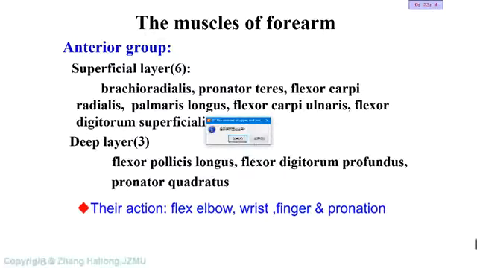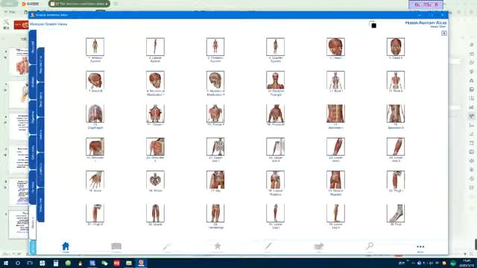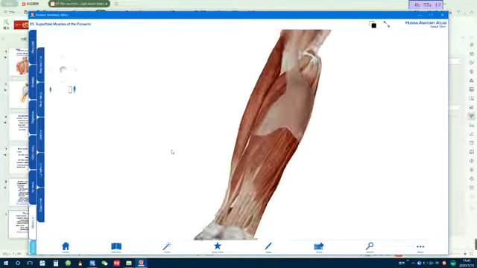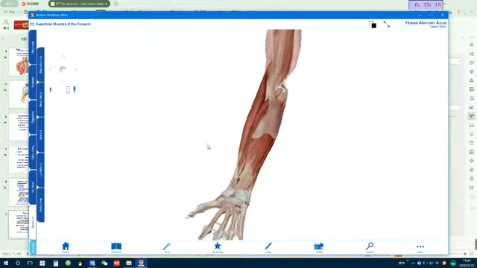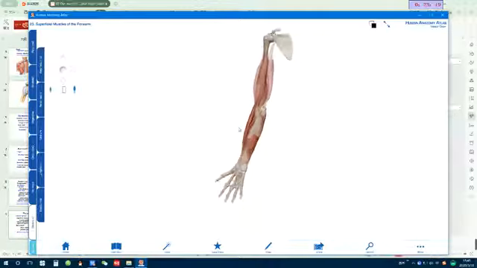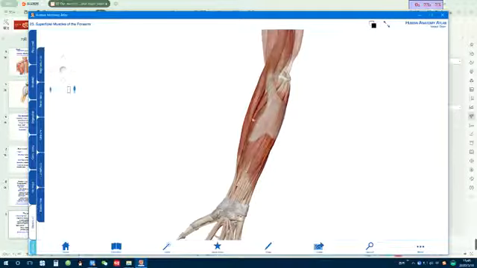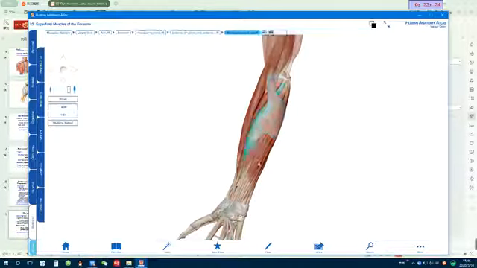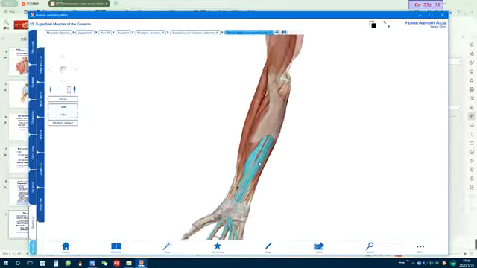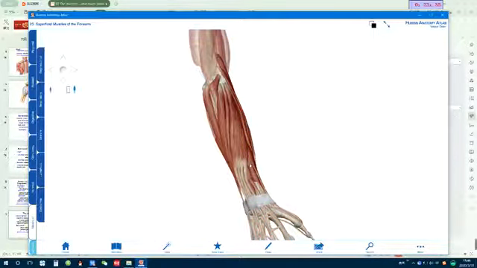Now let's see the software again. Back to the lower arm or the forearm. Okay, smaller. Okay, this is front. You see, this is our right forearm here, and in front of it there are many muscles. This is the anterior group. Now I will rotate it to see the back. You see, on the back there are many muscles. This is the posterior group.